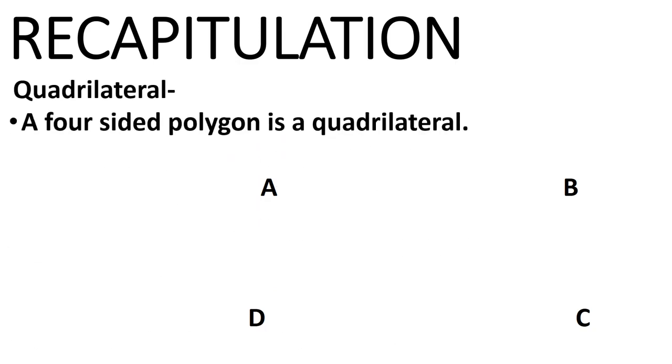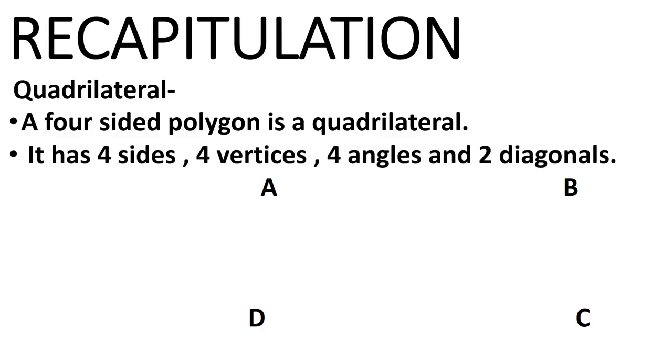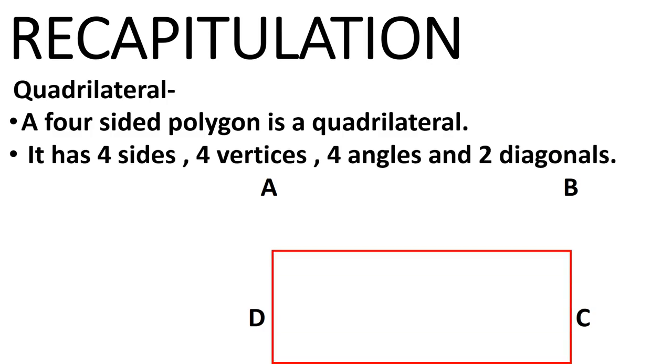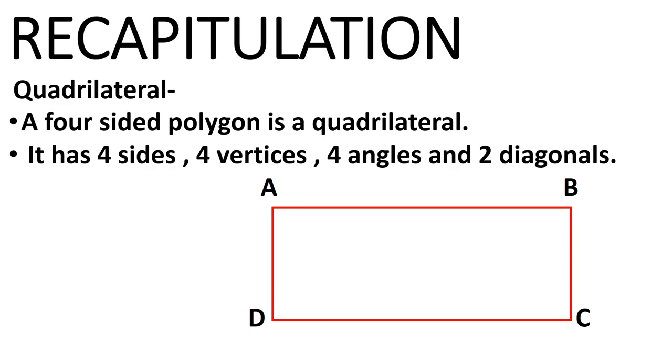First of all, we will recapitulate whatever we have done in lecture number 4. In lecture number 4, we have learned about quadrilateral. A quadrilateral is a four-sided polygon. This we have learned because it is a simple closed curve made only of line segments. As it is made up of four sides, it is a quadrilateral. It has four sides, four vertices, four angles and two diagonals. ABCD is a quadrilateral here.